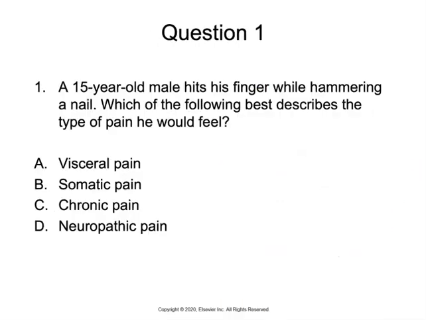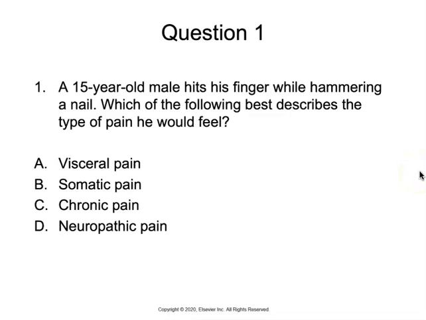So let's go ahead and do this question here. Ignore the question one here, but a 15-year-old male hits his finger while hammering a nail. Which of the following best describes the type of pain he would feel? Is it visceral, somatic, chronic, or neuropathic?